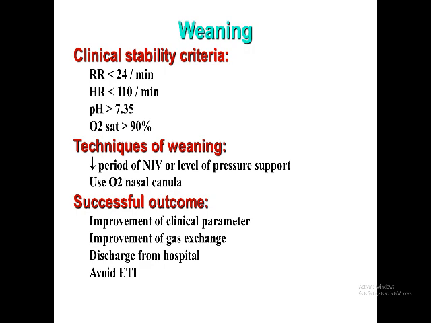Weaning from non-invasive mechanical ventilation. I can't stop non-invasive mechanical ventilation immediately; I should wean the patient. We have clinical stability criteria: respiratory rate less than 24 per minute, heart rate less than 110, pH more than 7.35, oxygen saturation more than 90%. Techniques of weaning: decrease the period of non-invasive ventilation or the level of pressure support, and use an oxygen nasal cannula. Successful outcome is denoted by improvement of clinical parameters, improvement of gas exchange, discharge from hospital, and avoiding endotracheal intubation.